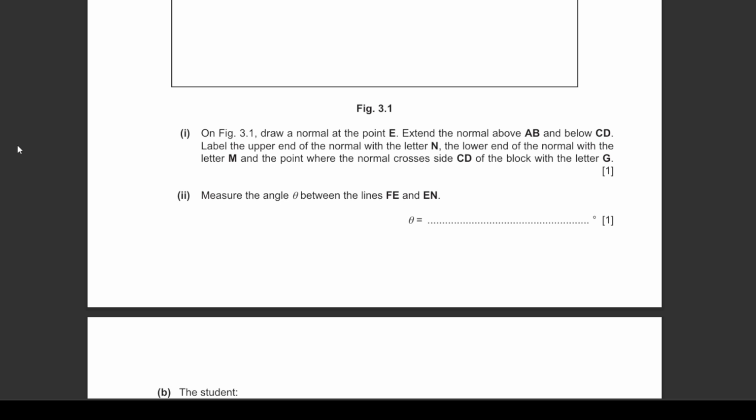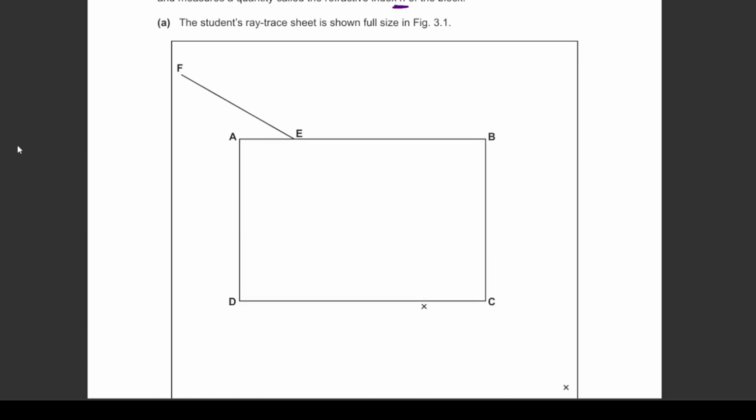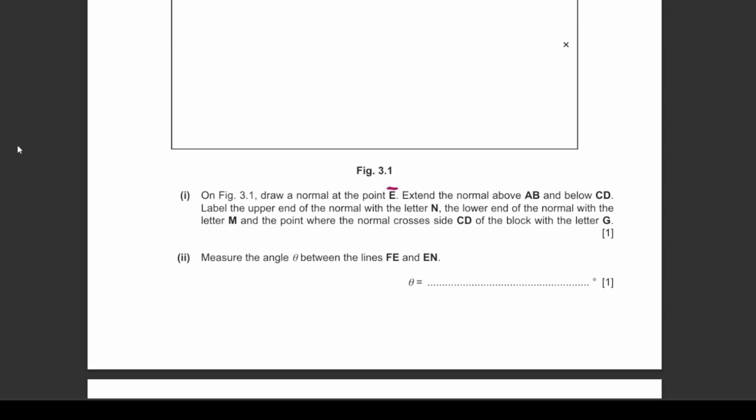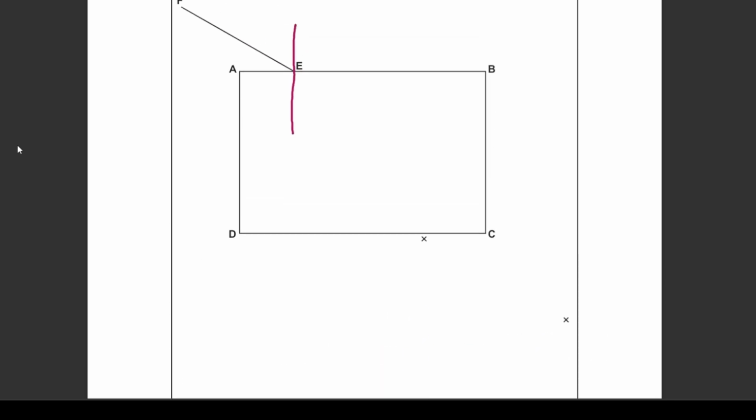He says on figure 3.1, draw a normal at point E. First instruction, just follow the instructions. Not with closed eyes, but of course with open eyes, but don't think too much. So I draw a normal here. Now he might say extend the normal above AB and below CD. So what I'm going to do is extend this above AB and below CD. This is what he means by this statement.